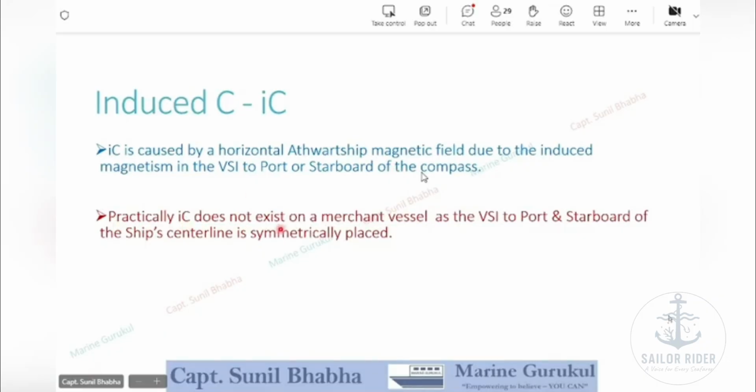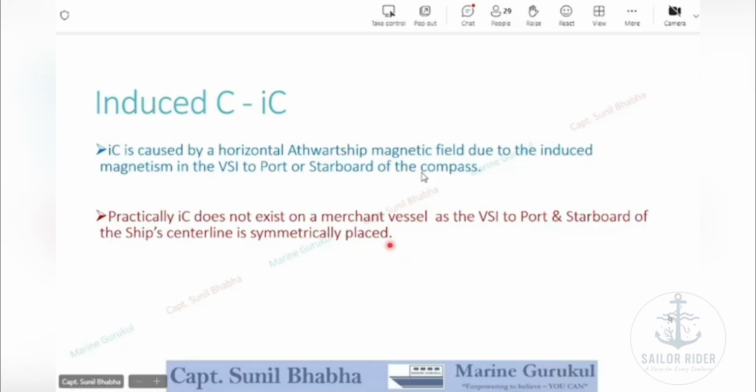Practically, IC does not exist on a merchant vessel, as the vertical soft iron to port and starboard of the ship's center line, if it is there, is symmetrically placed. So practically, coefficient induced C or IC is not present on most merchant vessels because, number one, there is hardly any prominent vertical soft iron structure to port or to the starboard of the compass location. Forward or aft of the compass, we have substantial VSI, big VSI structures.